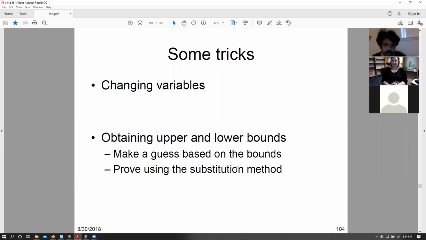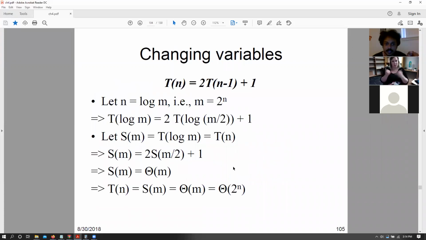Cool. So apart from directly applying the master method, we can also do some substitution tricks to our equations before, and then apply the master method or whatever method that we want to apply. This is a segue to our substitution method, but before we do that, let's look at what we mean by the general changing of variables.